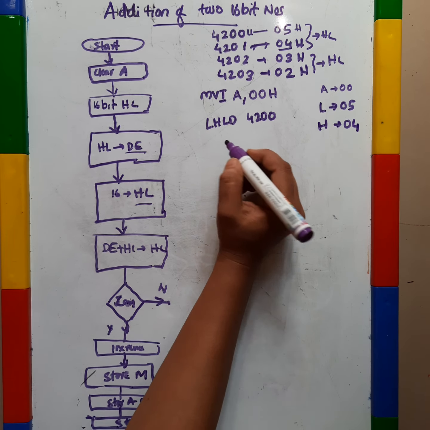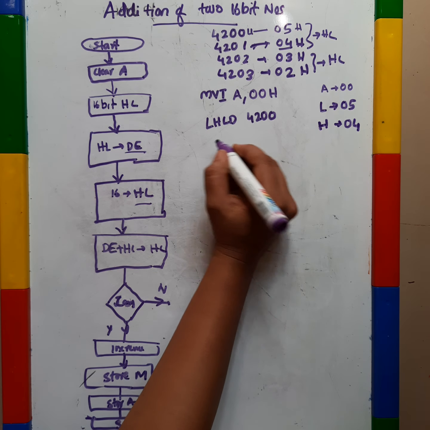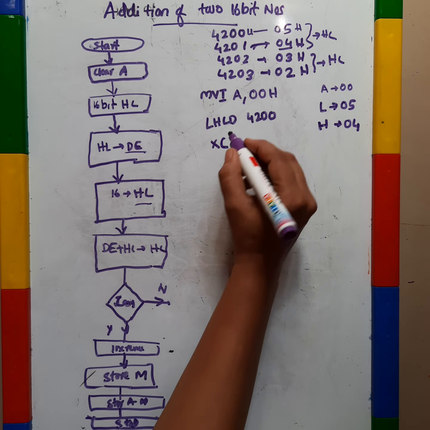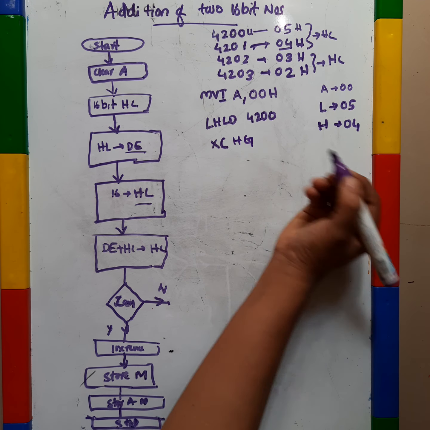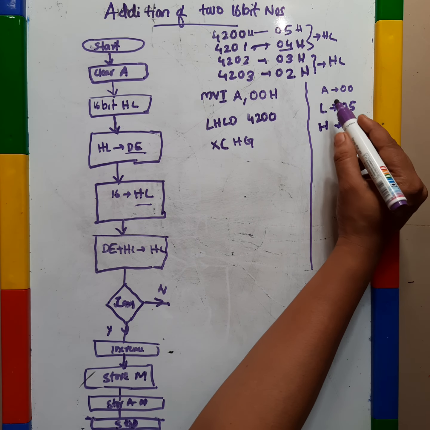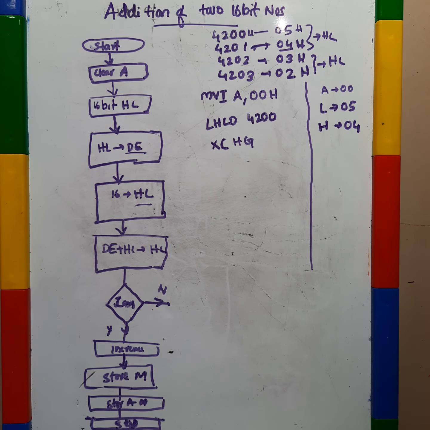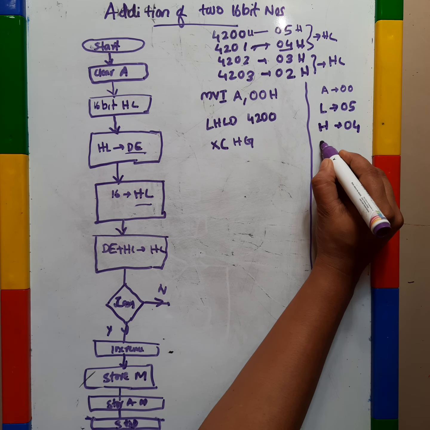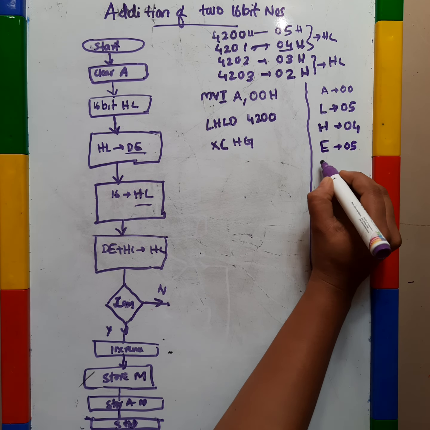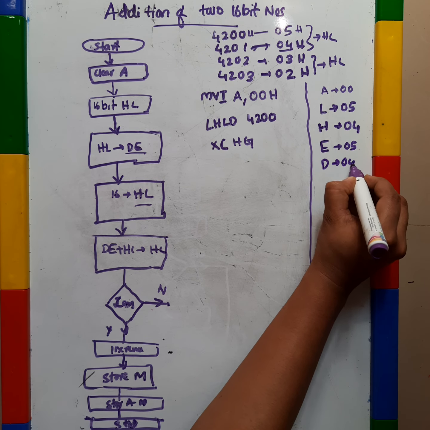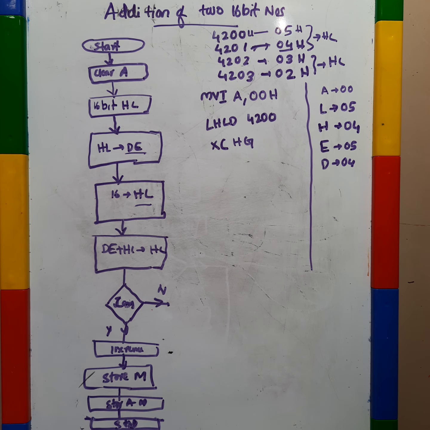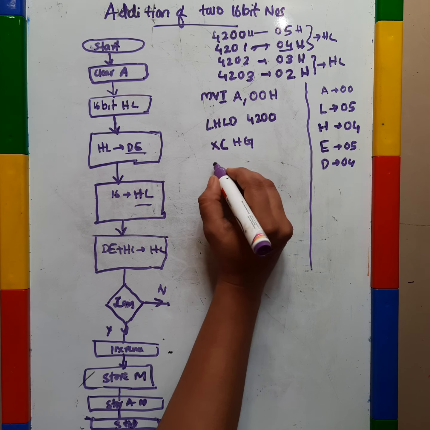Now I want to move this data into the D register. That's why I will use the instruction XCHG. What do you mean by XCHG? In XCHG, whatever data is present in the HL pair will be exchanged with the DE pair. So now in the DE pair, the E register contains 05 and the D register contains 04. That means the HL pair data will move into the DE pair. Now I want to load again the second 16-bit data.